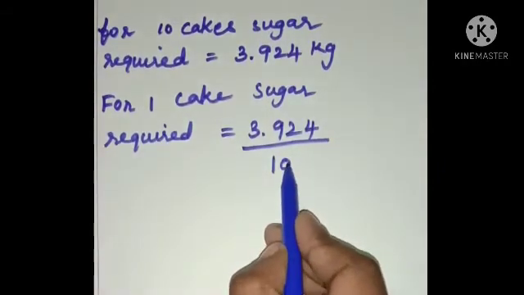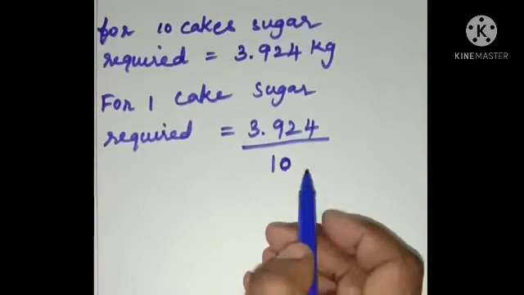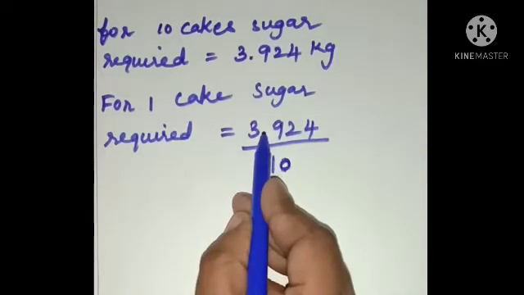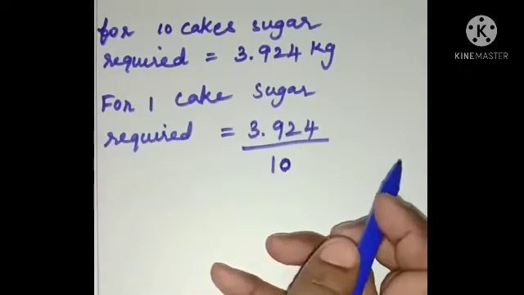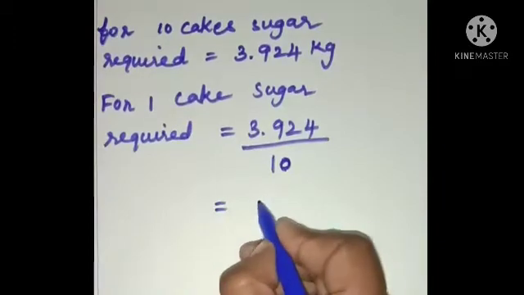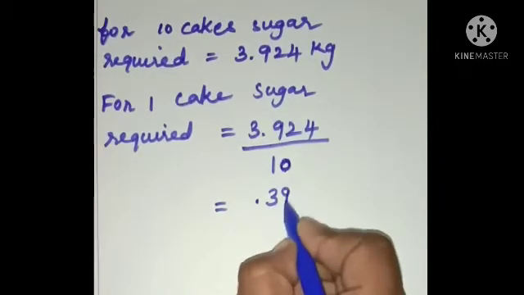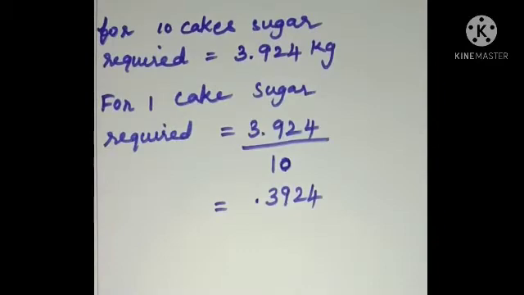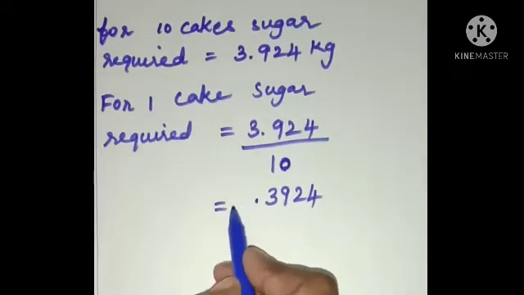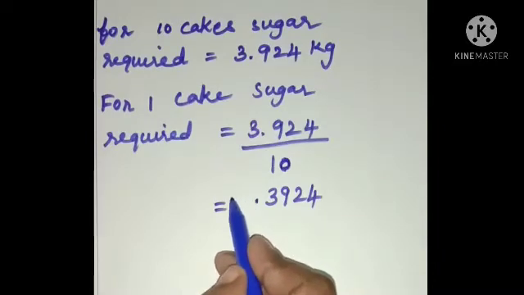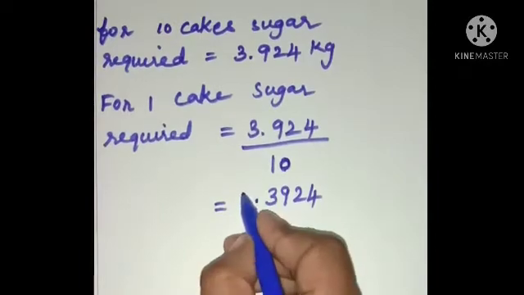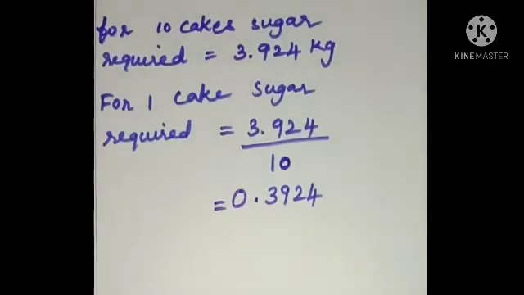So children, we know how to divide a decimal number by 10. Here in the denominator there is only one 0, so we have to move the decimal point left 1 digit. So 0.3924 will be our required value. And also here in the whole part, there is no digit, so simply put it as 0. So 0.3924 kg is our required value.